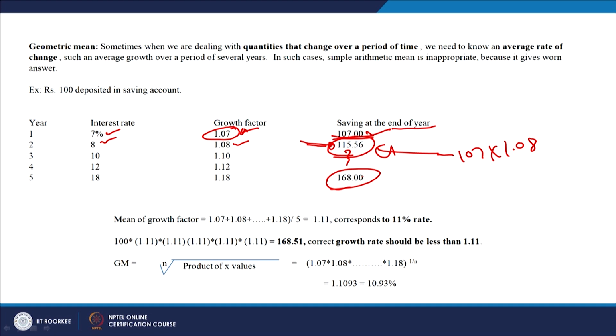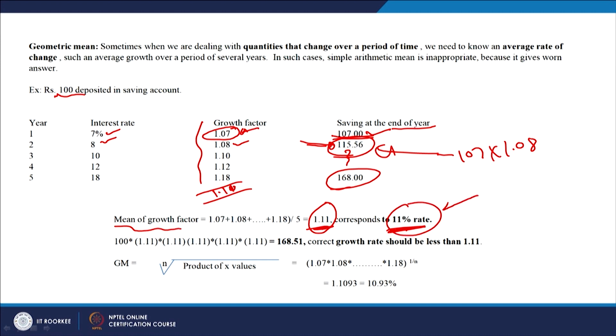at the end of the 5th year, and initially how much you deposited? 100 rupees. Now, if you take the average of these growth factors, the average becomes 1.11. This is the one. It means 11%, because 1 rupee will become 1.11 rupees and 100 rupees would become 111 rupees, right. So, the rate is 11%. So, we will say that the mean growth factor is 11%.